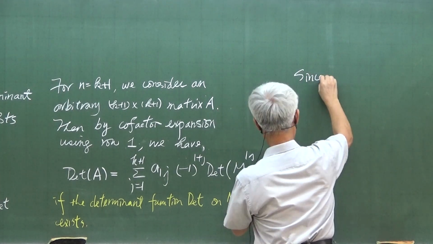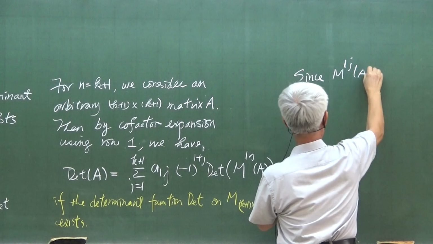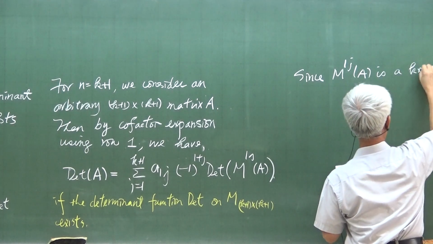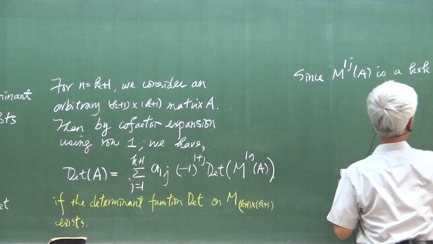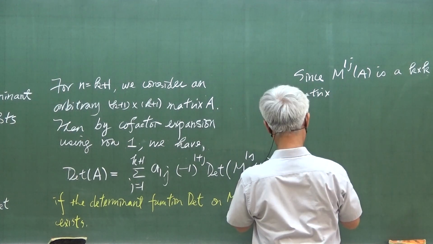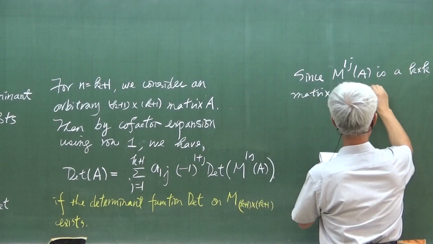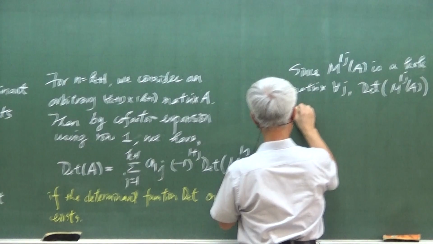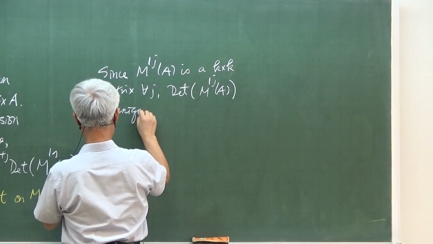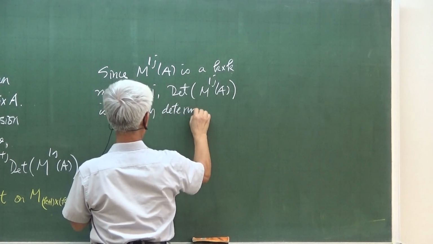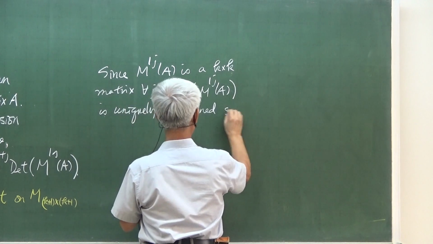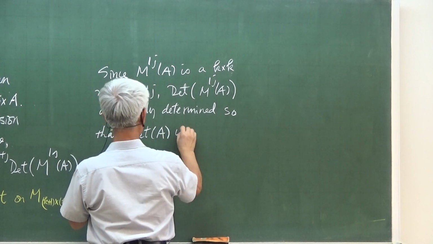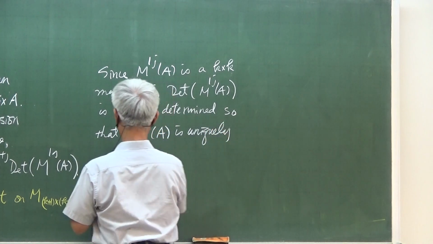Alright, so since M1jA is a k times k matrix for all j, the determinant of M1jA is uniquely determined, so that det A is uniquely determined.